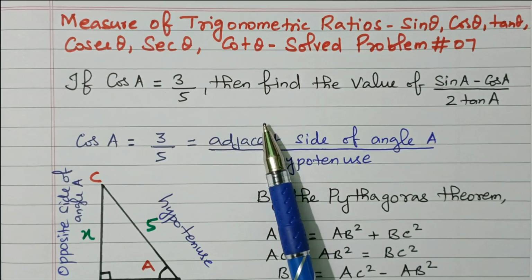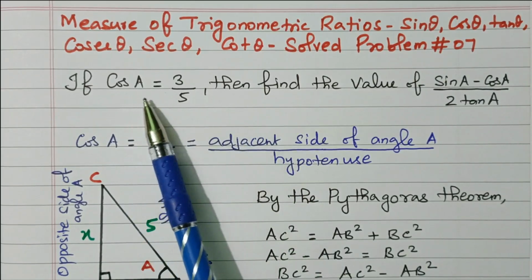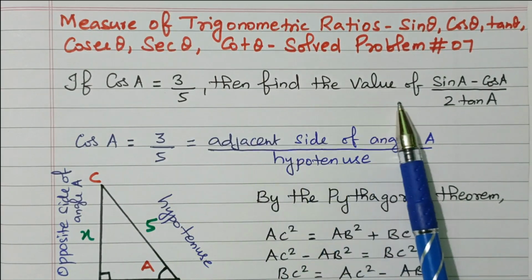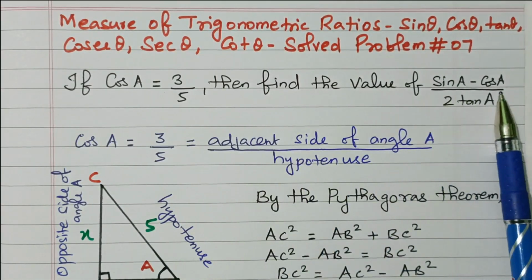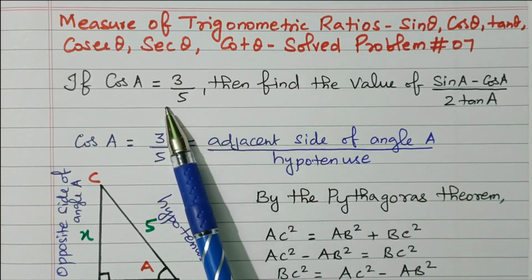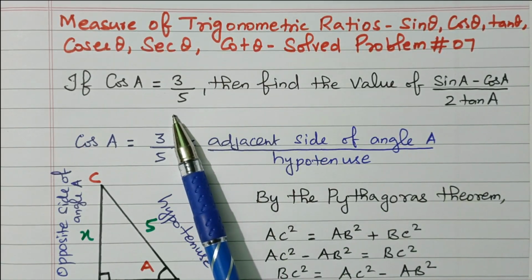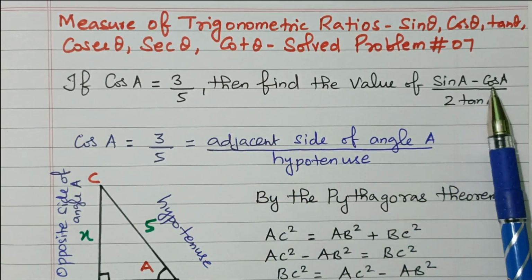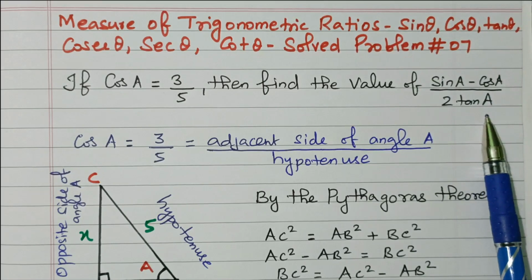Now we'll go to the problem. If cos A equal to 3 divided by 5, then find the value of (sin A minus cos A) divided by 2 tan A. The cos A value is given 3 divided by 5. From that we need to find the value of (sin A minus cos A) divided by 2 tan A.